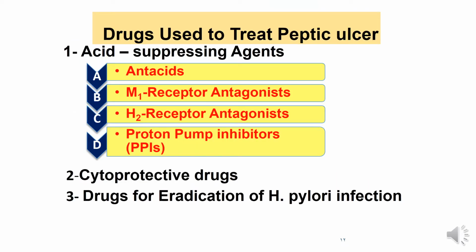Here we will start studying drugs used to treat several GIT disorders. The first is drugs used to treat peptic ulcer. Drugs used to treat peptic ulcer could be classified into three main categories, which are acid-suppressing agents, which could be further classified into antacids, muscarinic antagonists, histaminic antagonists, and proton pump inhibitors. The second class is the cytoprotective drugs. The third class of treatment is drugs for eradication of H. pylori.